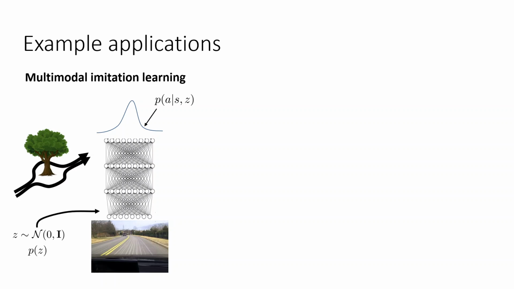Like in the example of the tree from the beginning of the class, where you can go around the tree on the left side or on the right side, but you really don't want to split the difference. Meaning that if the humans sometimes went left and sometimes went right, you really would like to have a multimodal policy to represent this distribution so that you don't end up inadvertently going down the middle.